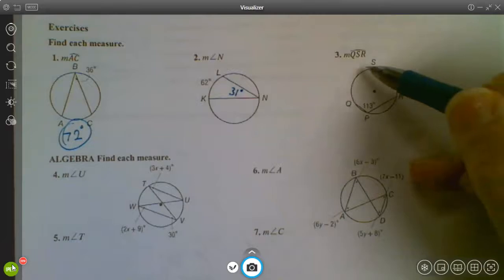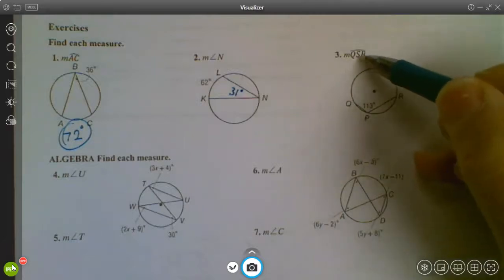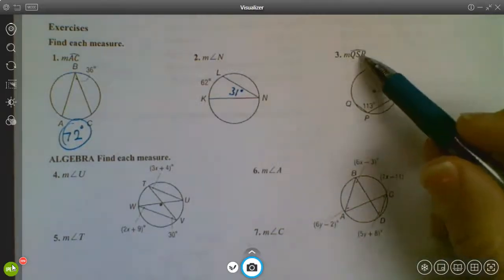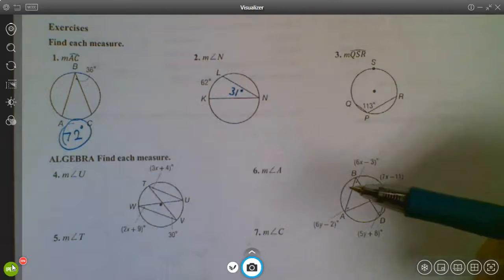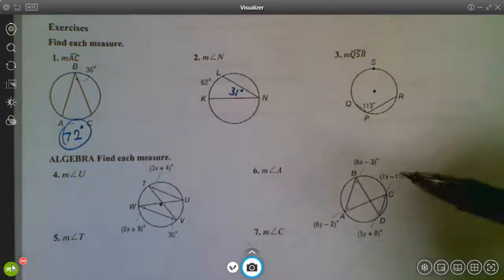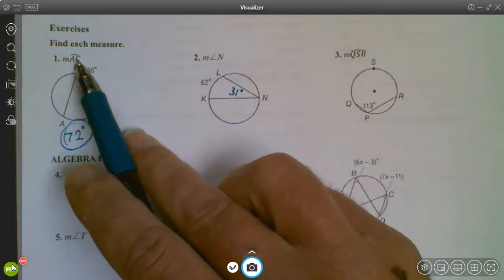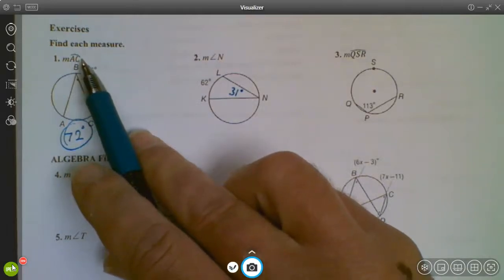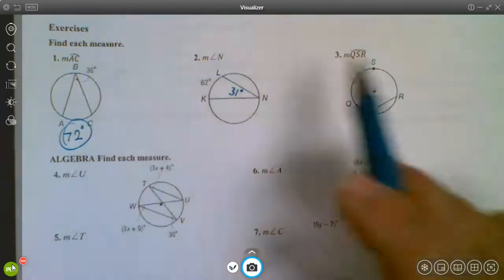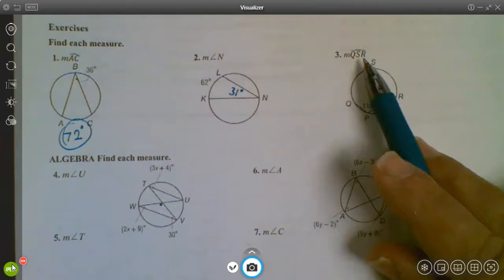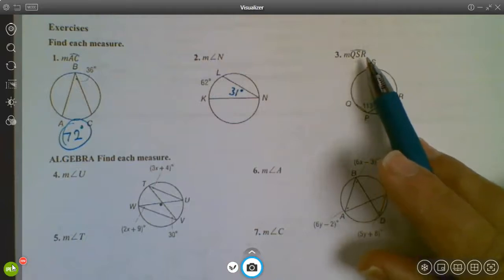All right, so if you look at this one, the measure of arc QSR. Guys, notice on this one they use 3 letters for this arc. There's a reason for that. We talked about in section 2, 10.2. Whenever they use 2 letters, they're describing a minor arc, something that is smaller than 180 degrees. Anytime you see 3 letters, they're describing a major arc, something that's bigger than 180.